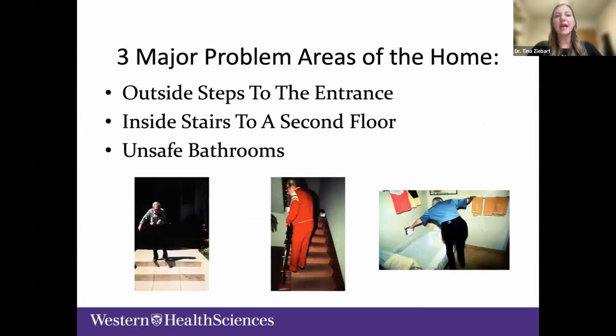When also looking at the home area, some of the major problems in areas where people fall are on the outside steps to the entrance, the inside stairs to a second floor, or having unsafe bathrooms. So like I said, I won't spend a whole lot of time on this section, but I do think it's valuable to start to understand where older adults are falling, and then thinking about how we might use exercise interventions to help to address some of these. So in my subsequent slides, I'll be talking about how we could evaluate some of these home hazards.